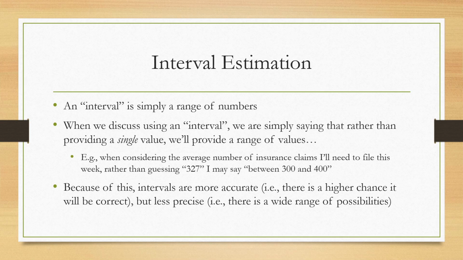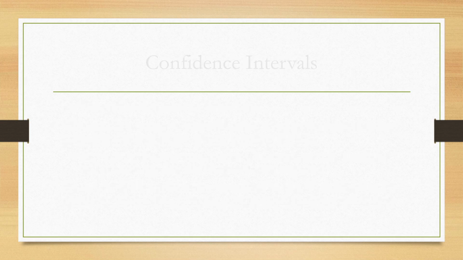On the other hand, when I say less precise, that means that 327 is a very specific number that I can make a very specific plan for. But between 300 and 400 is much looser. There's a wide range of possibilities to account for.